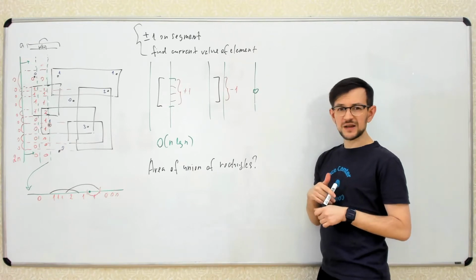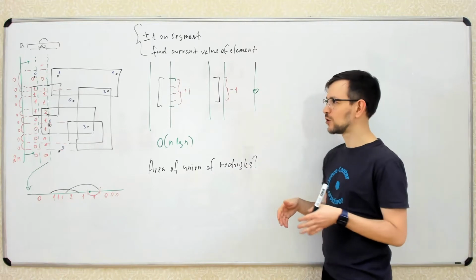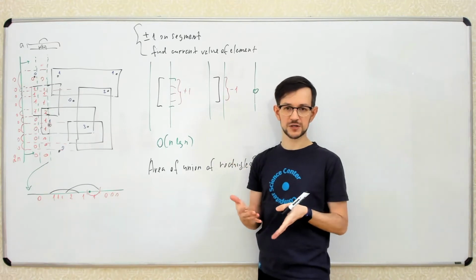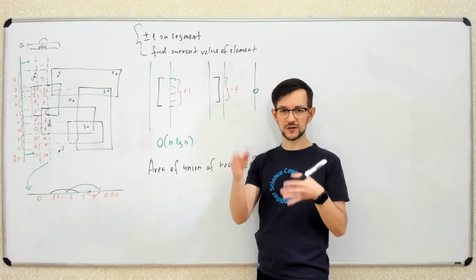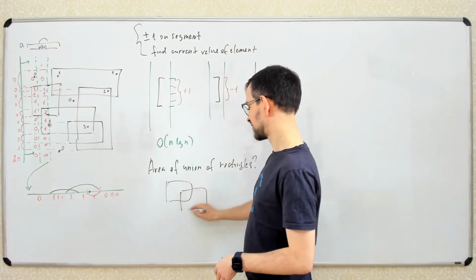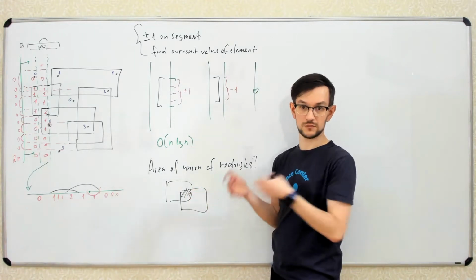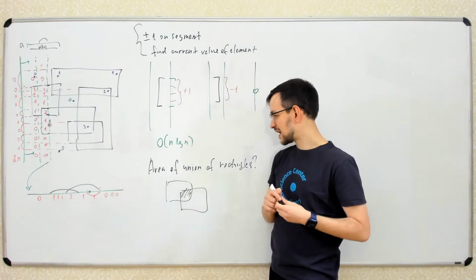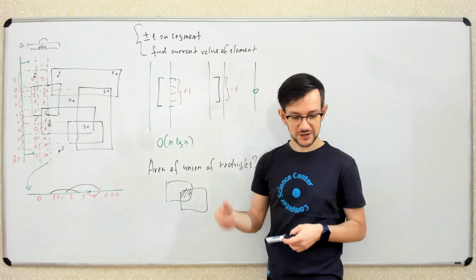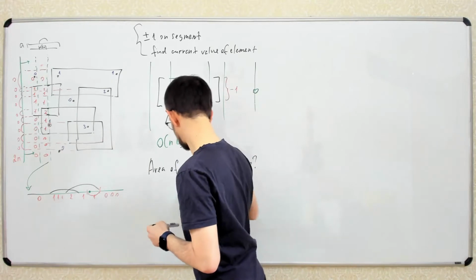No, it's kind of boring to have area of intersection of all rectangles. When you want to calculate area of intersection of rectangles, it's kind of boring because the intersection of rectangles is always a rectangle. If you have two rectangles, the intersection is always a rectangle, or it's empty. So area of intersection is kind of boring. But area of union is much more interesting.